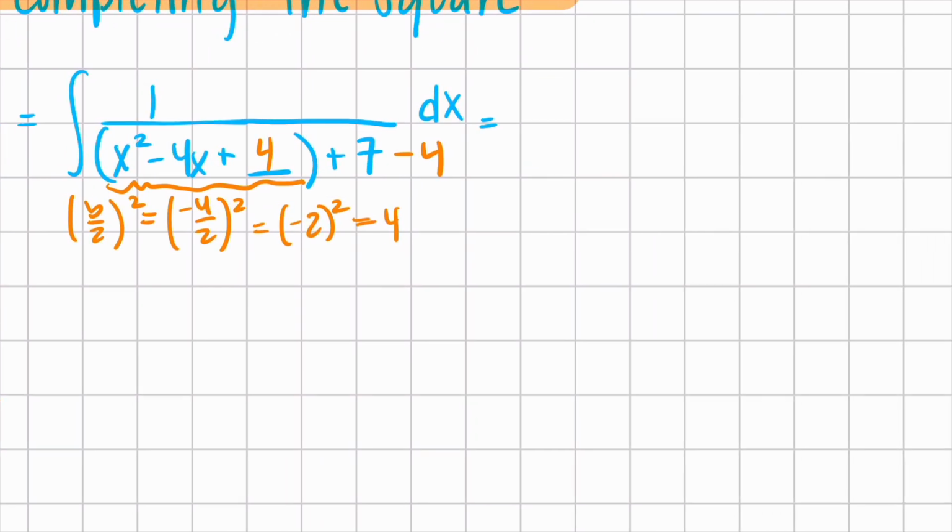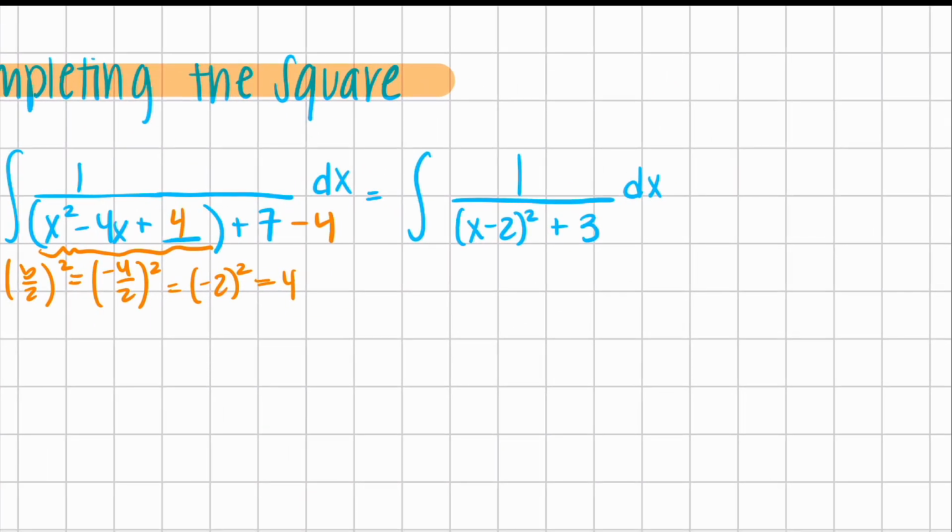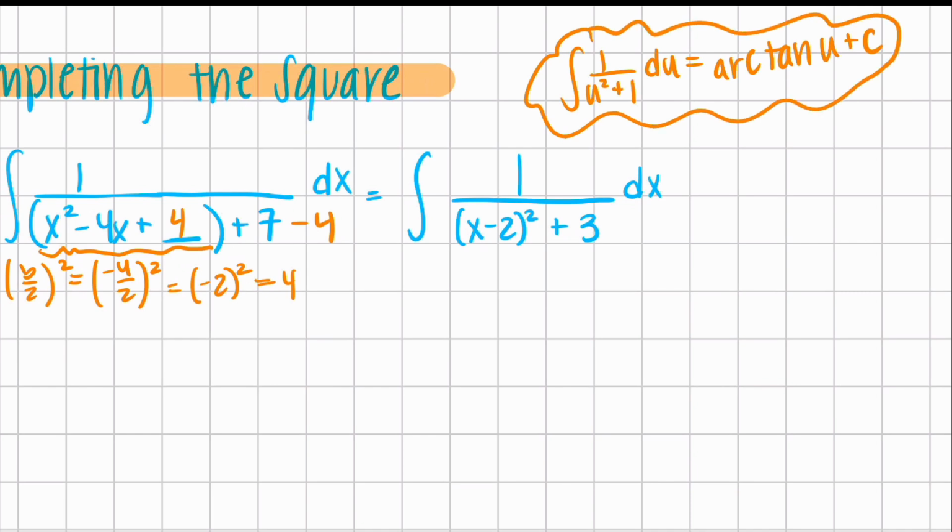At this step, we want to factor our perfect square trinomial, so that's going to be (x - 2)². And then 7 minus 4 is 3. Now for all of these, we're going to be converting them so that we use our inverse trig identities with integration. So I'm just going to tell you for this first one, we are using this identity. So we're going to be using inverse tangent.